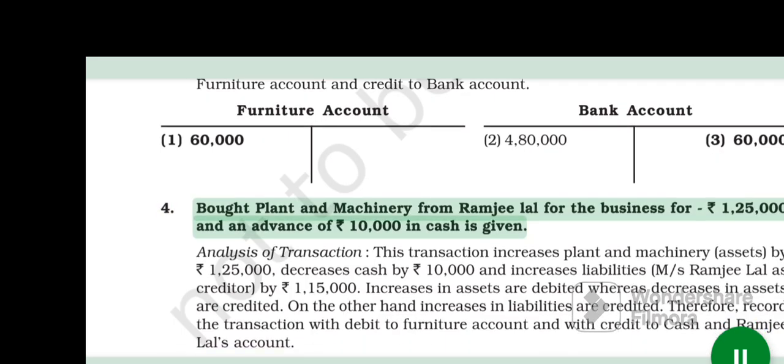4. Bought plant and machinery from Ramji Lal for the business for ₹125,000, and an advance of ₹10,000 in cash is given.